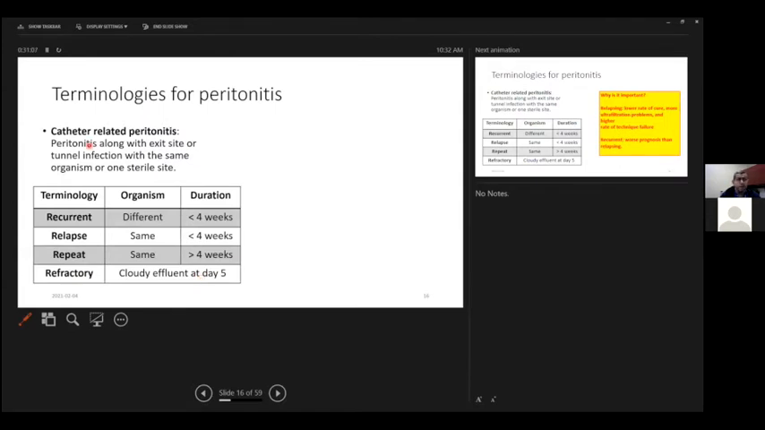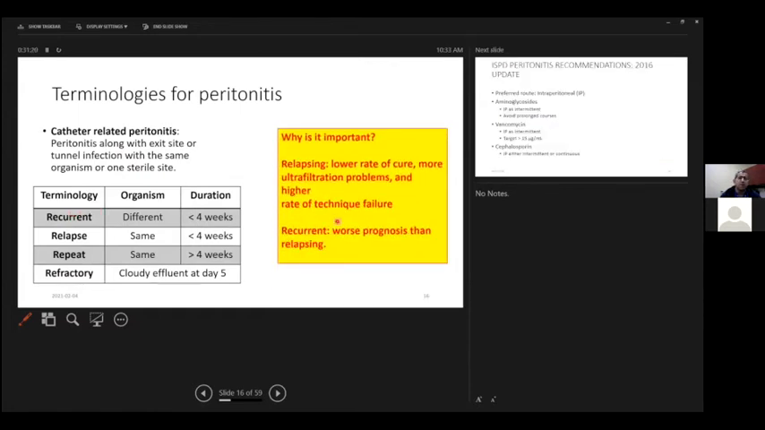And what is catheter-related peritonitis? That means if you've got an infection of the exit site or the tunnel, and then you get a peritonitis. Now, why do we bother about this recurrent, relapse, repeat or refractory peritonitis? Because relapsing means there is some problem, and you have to look into this problem more closely. There's a lower rate of cure, more ultrafiltration problems and a higher rate of technique failure. That means the patient would get transferred to hemodialysis. That's the problem with relapsing. If you've got recurrent, that means you've got different organisms each time, it's even worse. You have higher chances of PD technique failure, and that's why you have a chance of transfer to hemodialysis, and it is also associated with mortality, okay?